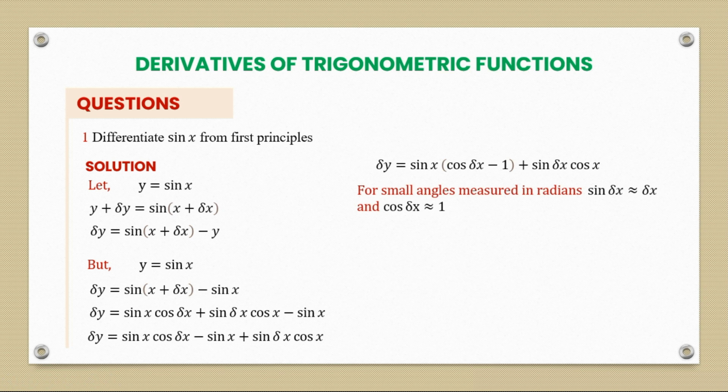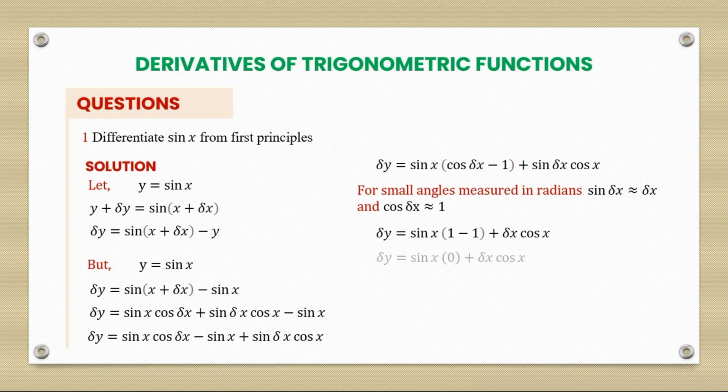Alright, and then next we're going to remember, and this is going to be one of the most important pieces of knowledge in this section. When we're dealing with small angles, because we've been mentioning that the changes are small, so change in x and change in y are very small values. For small angles measured in radians, sine of change in x is approximately equal to change in x, and cos change in x is approximately equal to 1. So we're going to substitute that in: where there is a cos change in x, we've placed 1, and where there is a sine change in x, we've replaced that with change in x, and that's what we have.